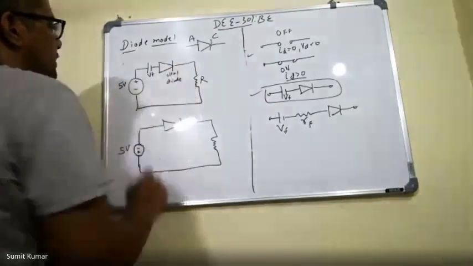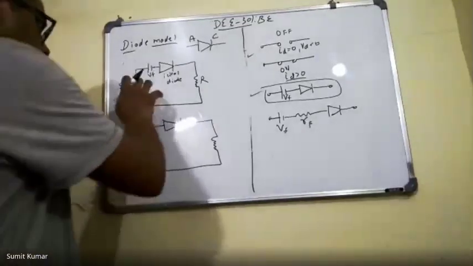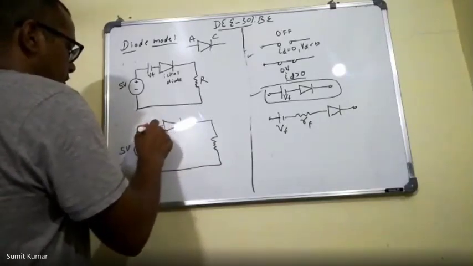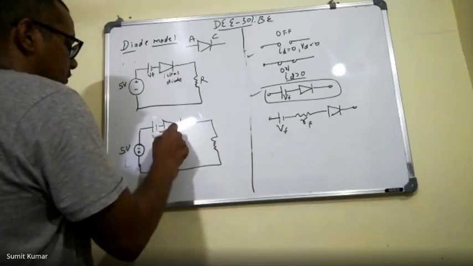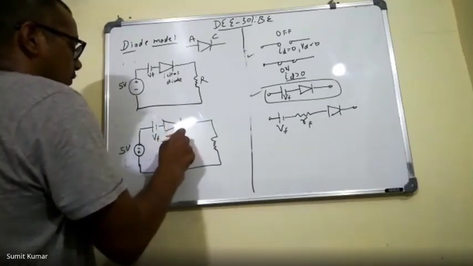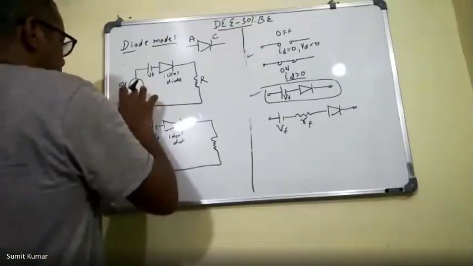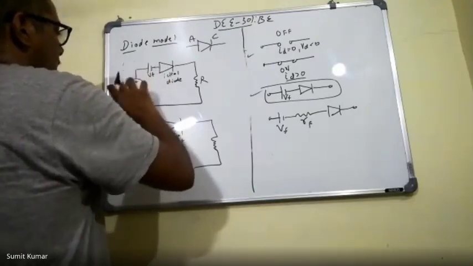Here we have replaced our diode with the constant voltage source, and again the same thing we will do here. This is VF and this is the ideal diode. Now again we will try to do the analysis for this problem and for this problem. Now what will happen? This is the voltage 5 volt, and both these voltages are opposing each other.